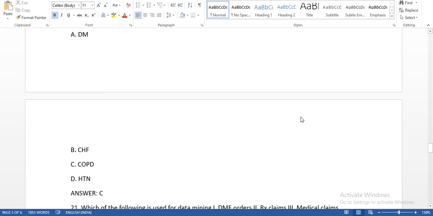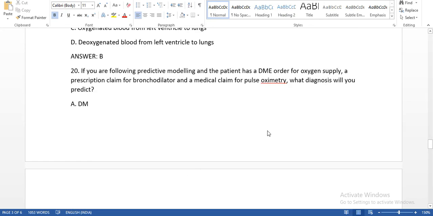Here among all four, diabetes (DM) is related to the endocrine system, CHF is related to cardiovascular, COPD is related to respiratory, HTN is related to cardiovascular. So here our answer is C, based on the DME order for oxygen supply, bronchodilators and pulse oximetry.